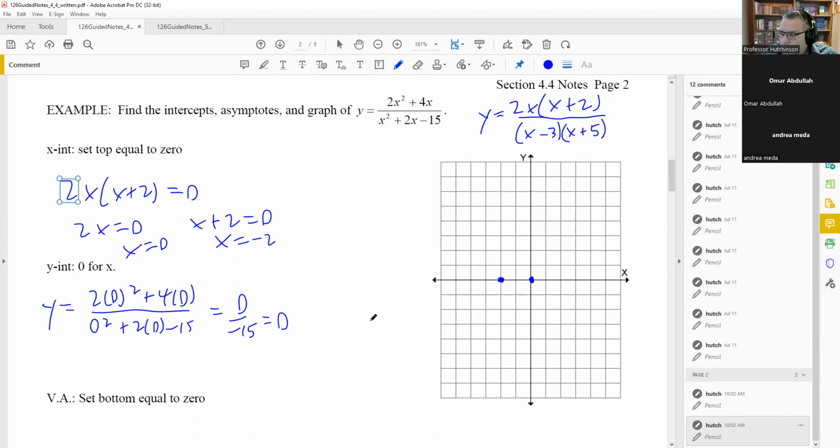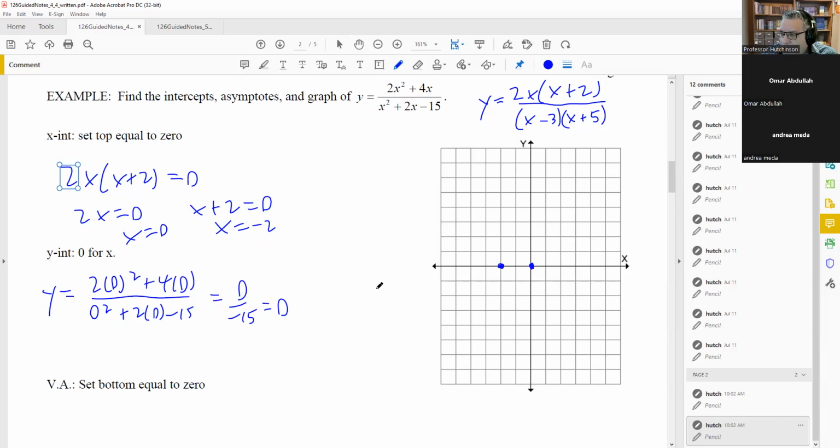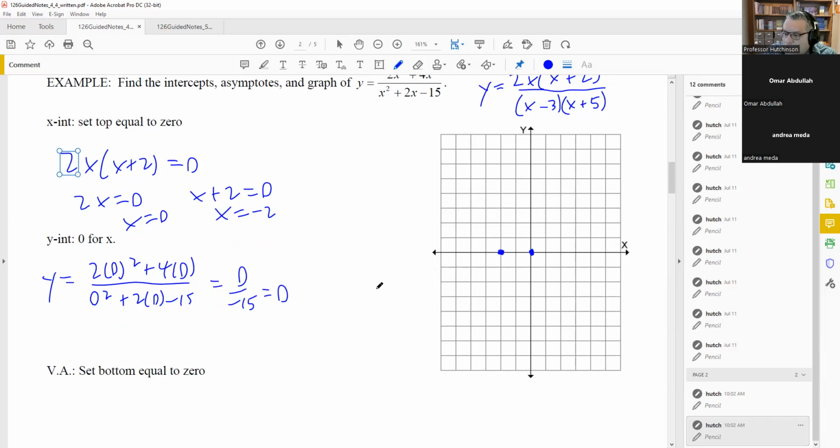All right, so next we're going to find the vertical asymptote by setting the bottom equal to 0. We already factored that, so x minus 3 times x plus 5 is going to be equal to 0. And if we solve for that, we're going to get x equals 3 and x equals negative 5. So that's going to look like some dotted lines here. We have a 3 here and we have a negative 5. Those right there.